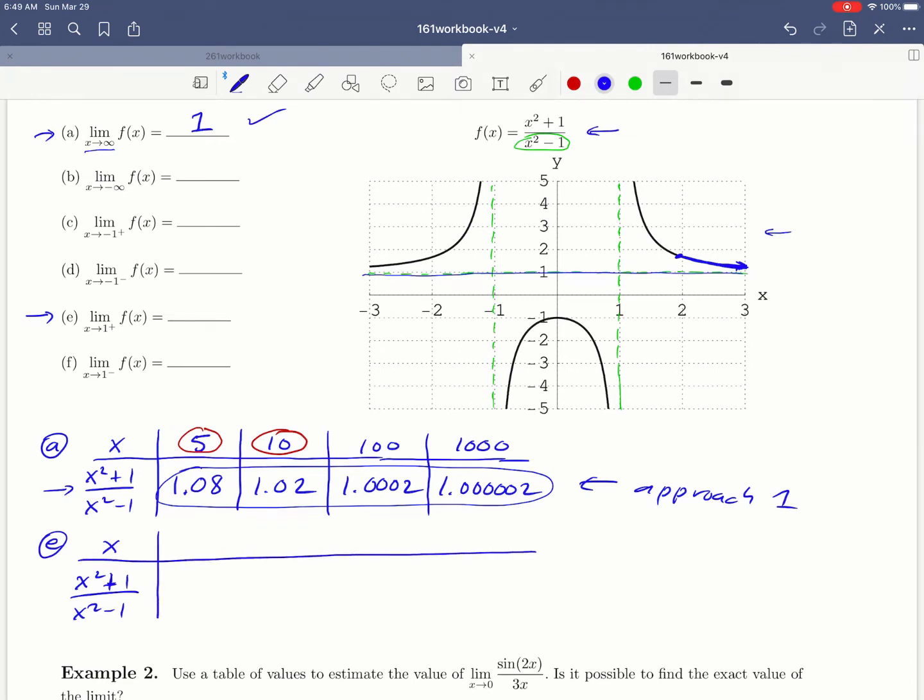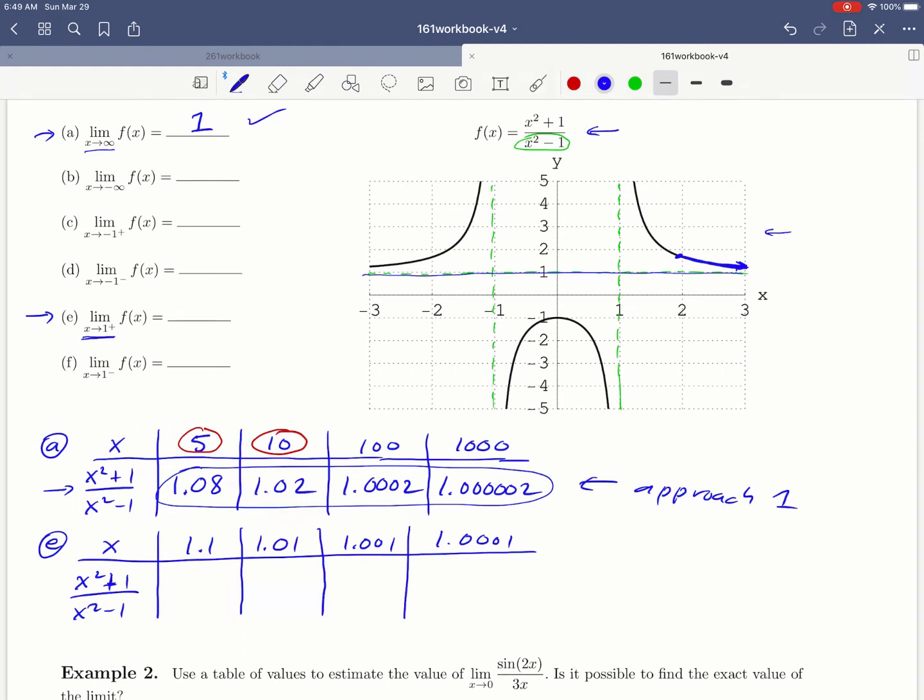Now the only thing that's different in E is what x is approaching. This time x is approaching 1 from the right. Okay, so that means we're interested in what happens for x values that are a little bit bigger than 1. So when we choose our x values this time, we're going to choose them to be a little bit bigger than 1. We might start with a number like 1.1. Okay, and then a number that's still bigger than 1 but a little closer would be 1.01. Okay, and so on. You might remember doing problems like this way back earlier in the course.